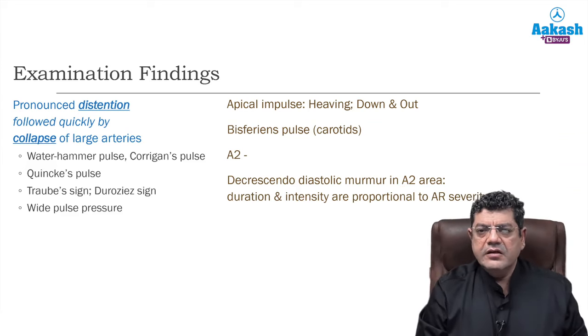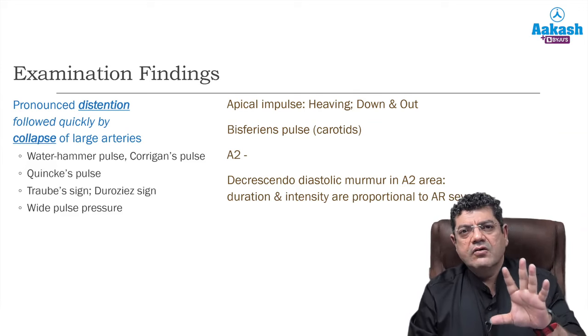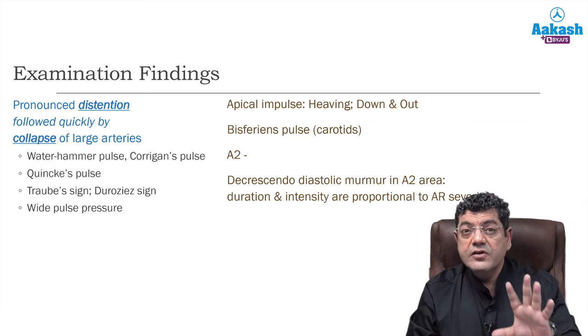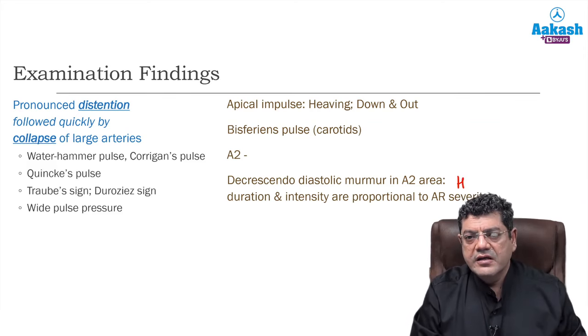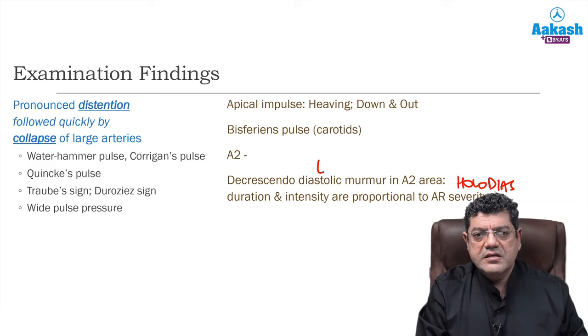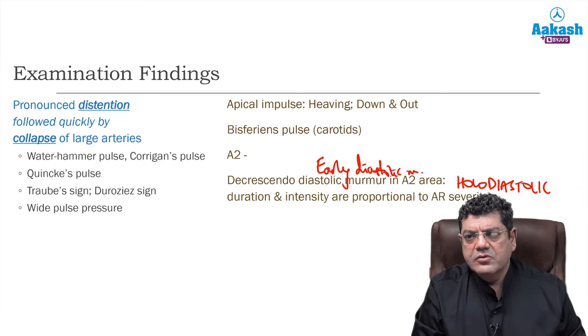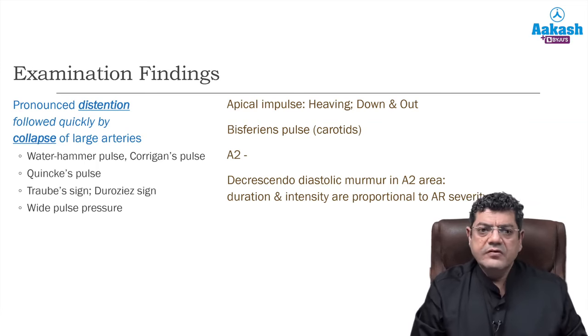Here, for AR severity, you listen to the duration and intensity of the diastolic murmur of AR. So with severe AR, one criterion for diagnosis of severe AR is a holodiastolic murmur. So while we are saying that this is an early diastolic murmur typically, with severe AR it becomes holodiastolic. You can hear it in the entire phase of diastole.